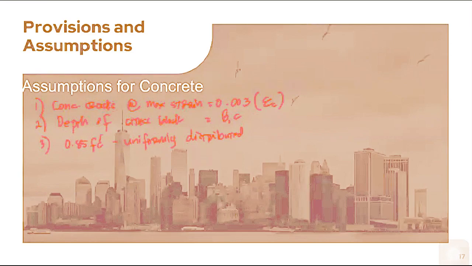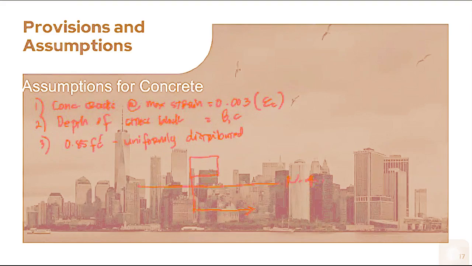So if this is the stress block, so this is your tension, this is your NA, ito yung alpha, or the depth of the stress block is equals to beta 1 c daw. So we are assuming. And then the stress block of concrete is assumed to be uniformly distributed dito. So na-assume natin na uniformly distributed siya with 0.85 fc prime.